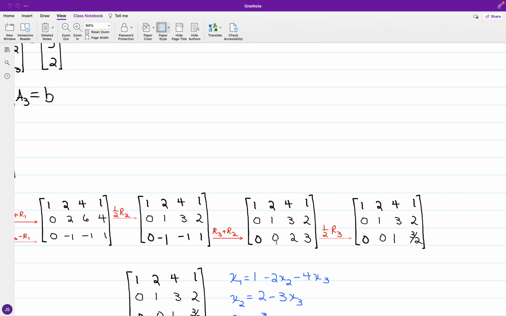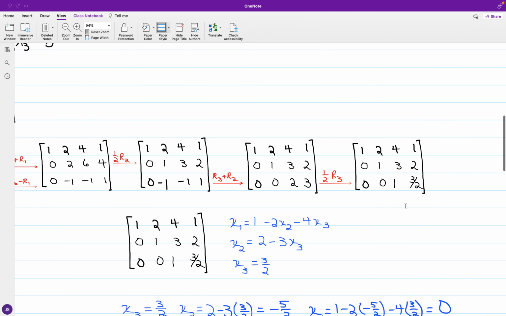So I have 0, 0, 2, and 3. And again, in establishing the pattern, I have 1, 0, 1, and then 0, 0, and 1, this 2 that we have to follow. I'm going to transform that into a 1 by taking half of the last row. Okay, and so we have 0, 0, 1, and 3 halves.